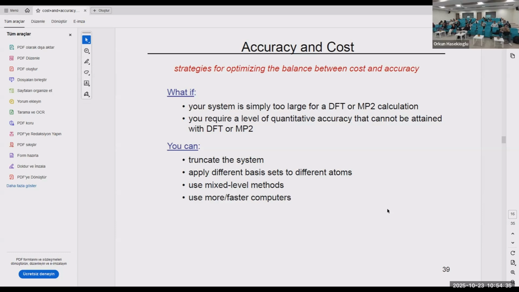Strategies for optimizing the balance between cost and accuracy: when your system is simply too large for a DFT or MP2 calculation, or you require a level of quantitative accuracy that cannot be attained with DFT and MP2, you can truncate the system, apply different basis sets to different atoms, or use mixed level methods, or use faster computers.